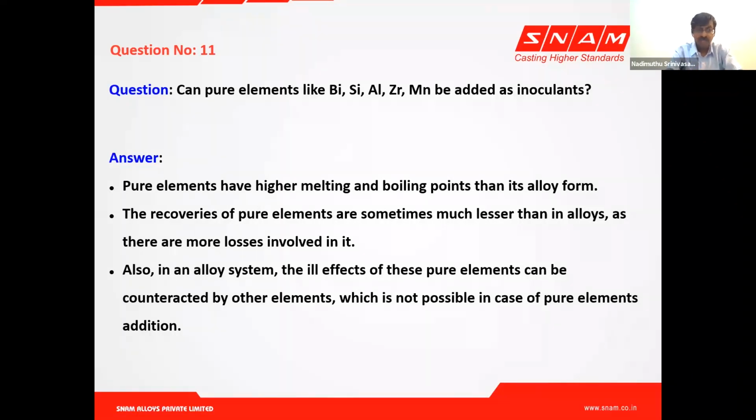So in some cases, it may have a higher melting point, and which will result in undissolved pure metals, which can cause localized solidification, and around that you can have shrinkage or any other casting related defects. So it is always better to add any of the elements that are involved in inoculation as an alloy.